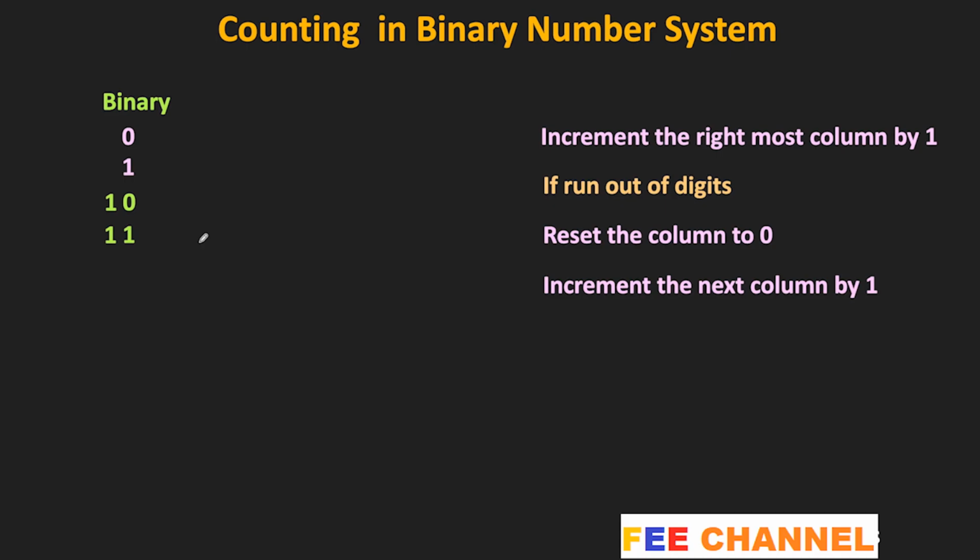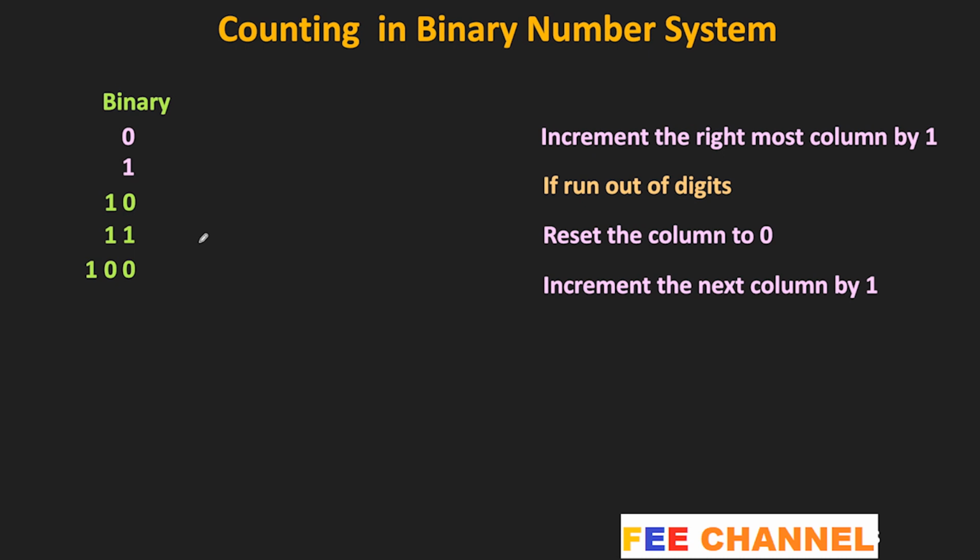And all other remaining columns will get carried forward as it is. That means the next number will be equal to 11. Now, if you see the rightmost column, then it has already run out of the digits. So, now we will reset it to 0. And we will increment the next column.